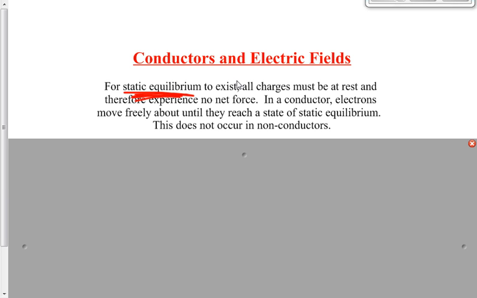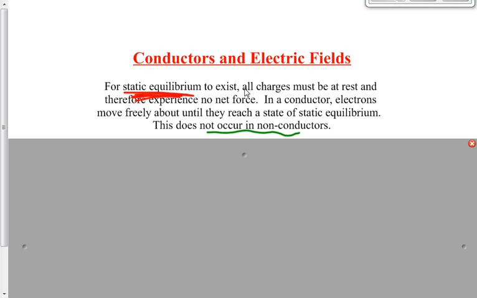By the way, I have one final comment here. This does not happen in non-conductors. It doesn't happen in insulators. You don't get this charge distribution thing that we're talking about today happening in insulators. How come? Why not? Yeah, the electrons don't move about freely.